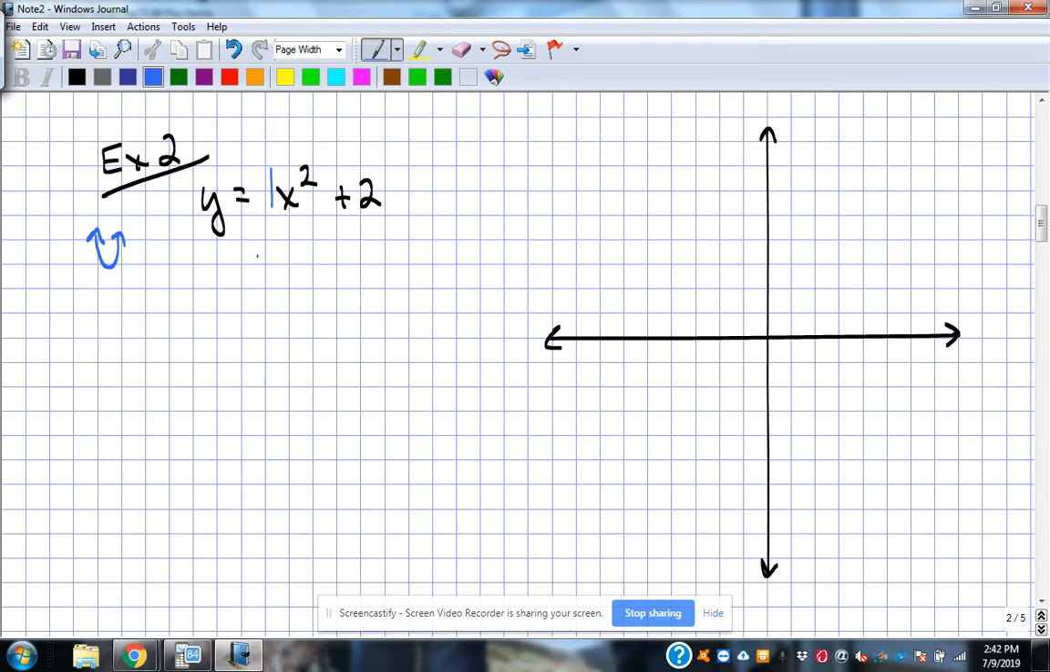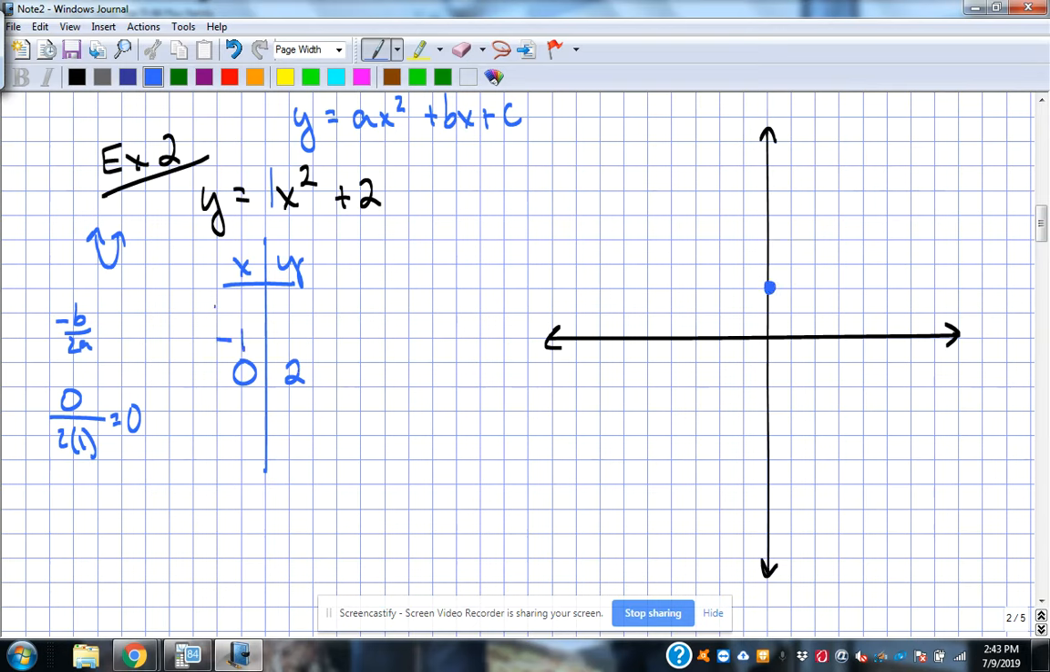Another way to do this would be to create a table of x and y values. The first thing that I would do would be find the vertex. The vertex, negative b over 2a. So b is 0 in this case because there's not a plain x value. Remember, y equals ax squared plus bx plus c. And then 2 times 1 is 2, but 0 divided by 2 is 0. So the vertex is 0, and we plug a 0 in for x there. 0 squared is 0 plus 2 is 2. So the vertex is at 0, 2. So I'll put my point there.